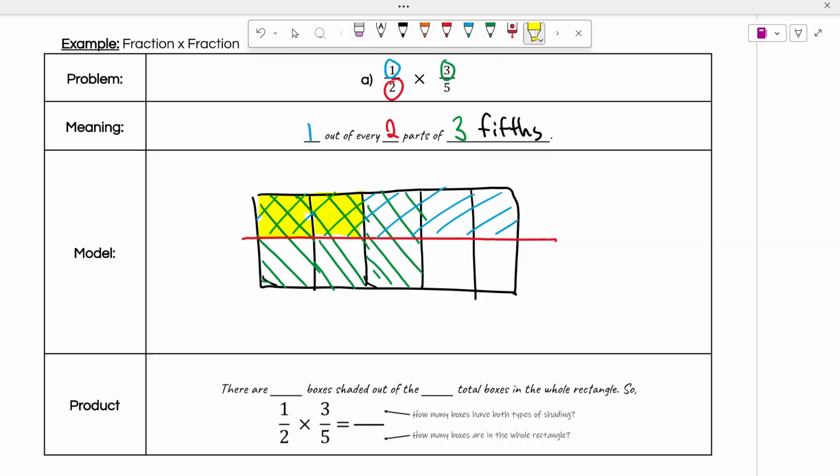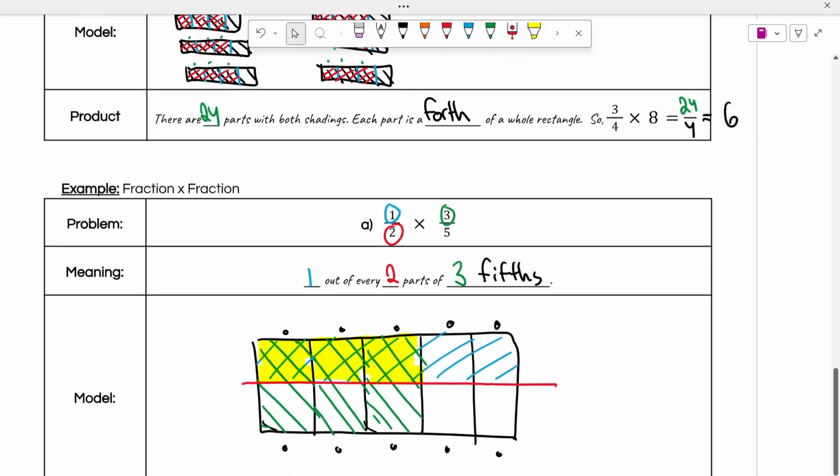1, 2, 3 pieces, because remember I only had the green to begin with. I'm only keeping the blue parts of those. So how many boxes shaded in? I have 3. Now, how many total boxes are in the rectangle now? Remember, the bottom of a fraction tells us how many total parts make one whole. So if we're counting each of those as a part, we had our 1, 2, 3, 4, 5, 6, 7, 8, 9, 10 parts in total in this rectangle. So we can say that our product is going to be 3 pieces. Each piece is a 1/10, so 3/10 would be our product.